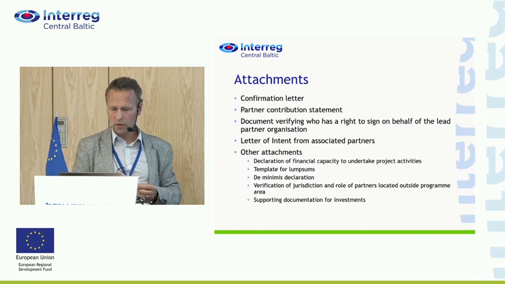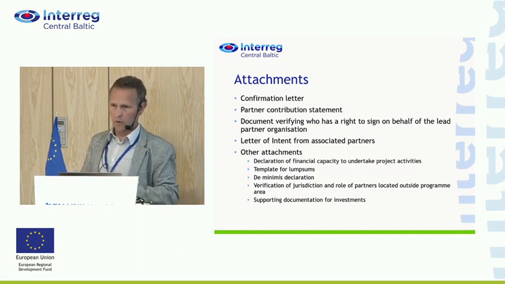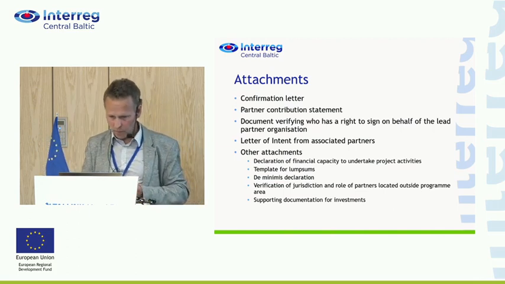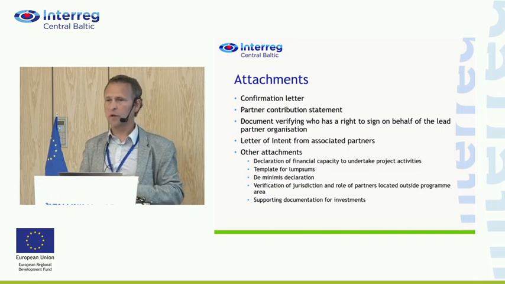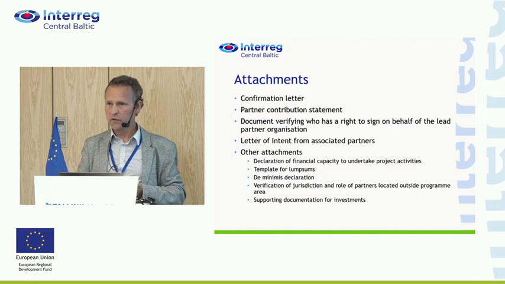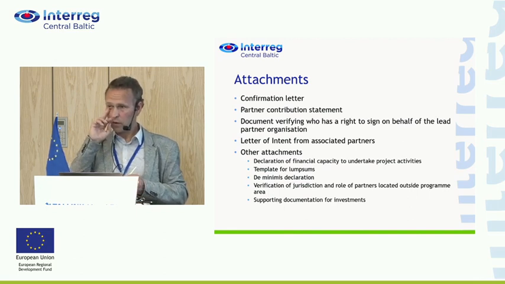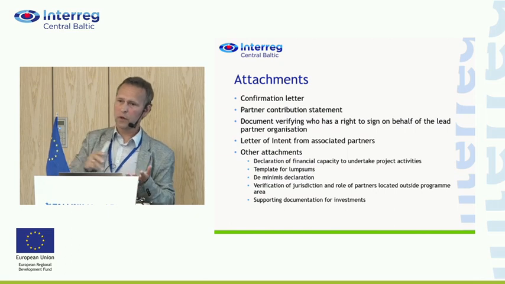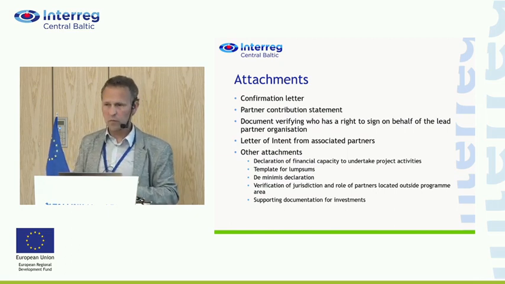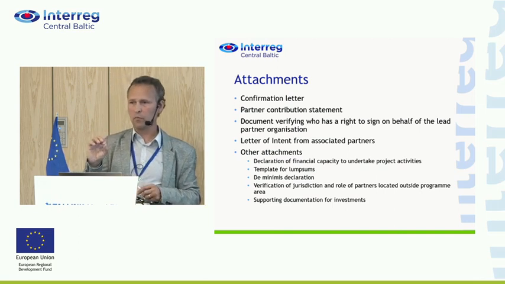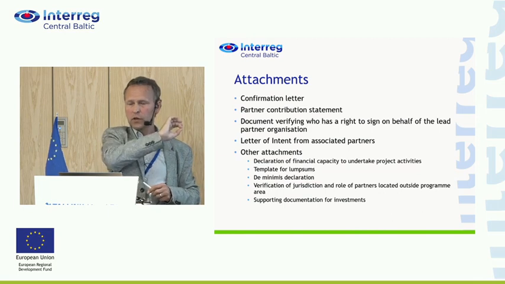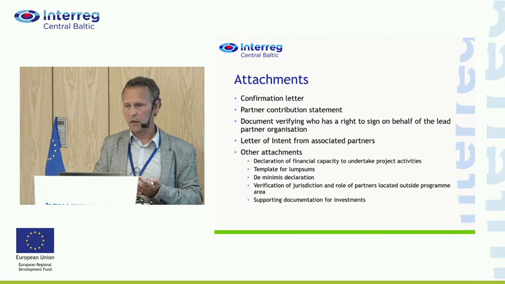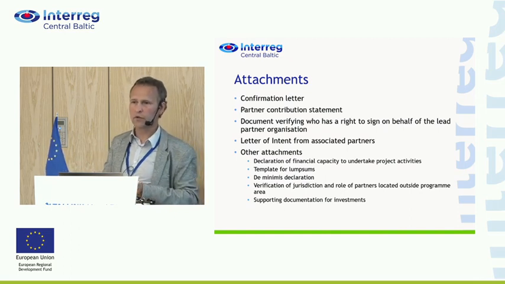Declaration of financial capacity to undertake project activities is required from private companies, private partners. If you decided to do something with lump sums and budgeted lump sums, then there must be a separate template. I went through it quite quickly, but it has information about the lump sum, the calculation method, and the result of the lump sum. So you can't apply a lump sum by just writing lump sum in a sub-budget line. When applying, you need to explain what this lump sum consists of and what the idea of it is.